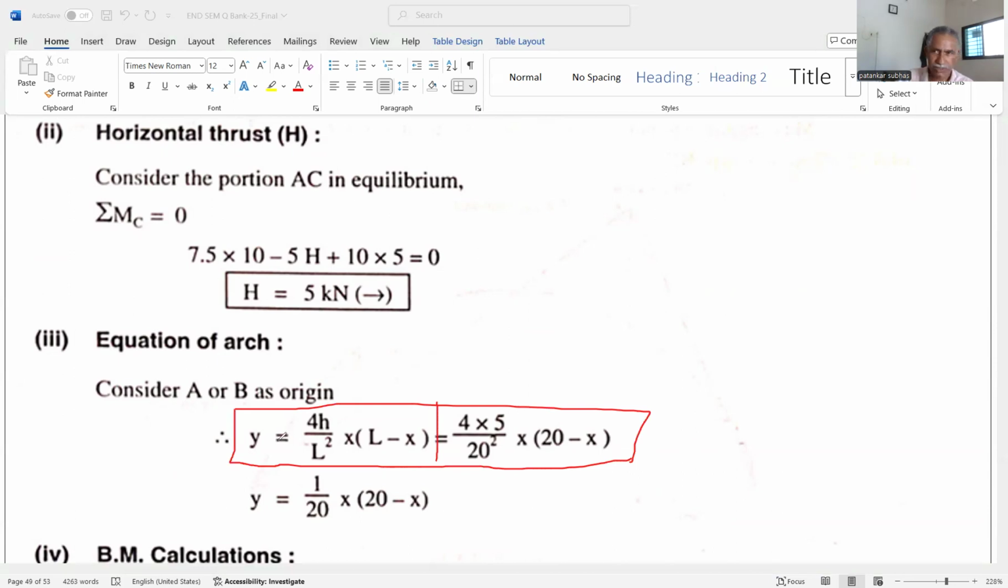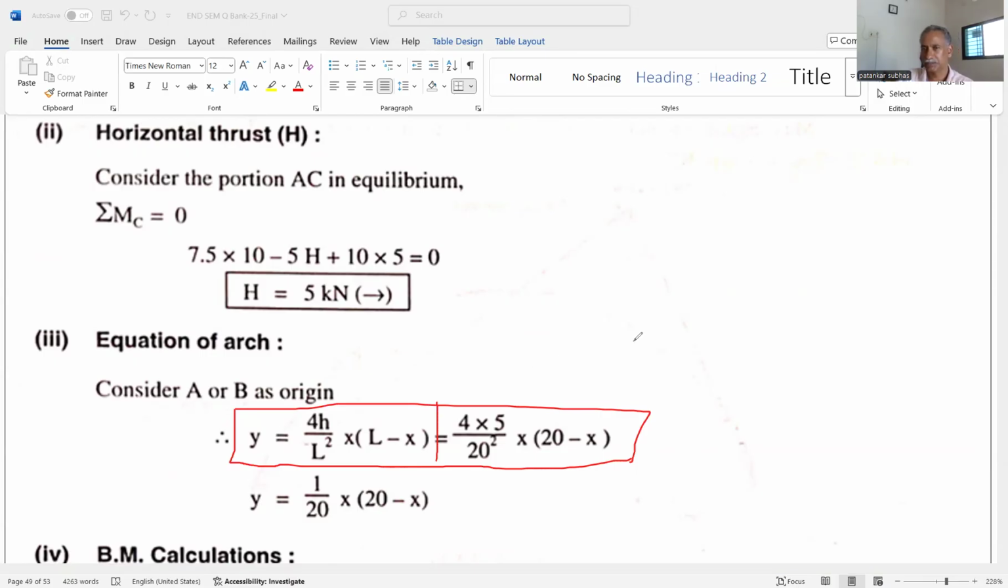In the given problem, we can find the radial, or normal, thrust and the radial shear. That is why it is necessary to find y. Similarly, for the bending moment calculation, it is necessary to find the y distance when x is equal to 5 meter.